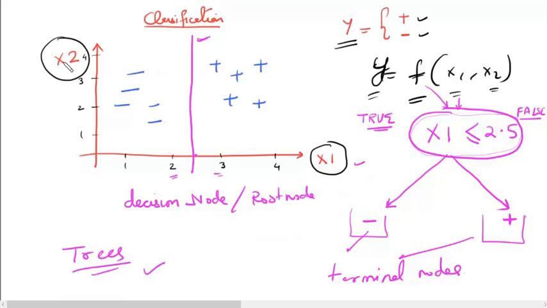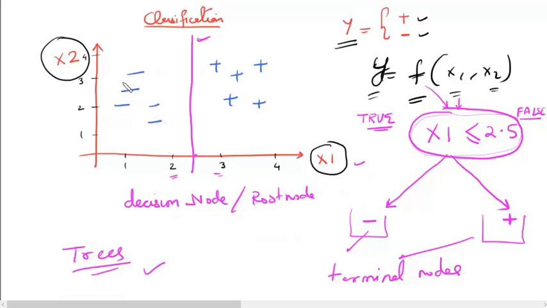Now you may wonder, we didn't use x2 at all. Yes, we did not use x2 because it was not required. We were able to completely separate the pluses from the minuses just based on one independent variable x1. So x2 was not at all required. So we can say x2 is not significant for this data. x1 alone is enough to separate your pluses from the minuses.